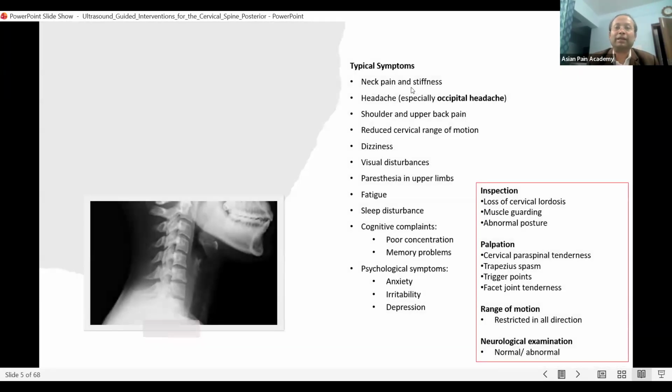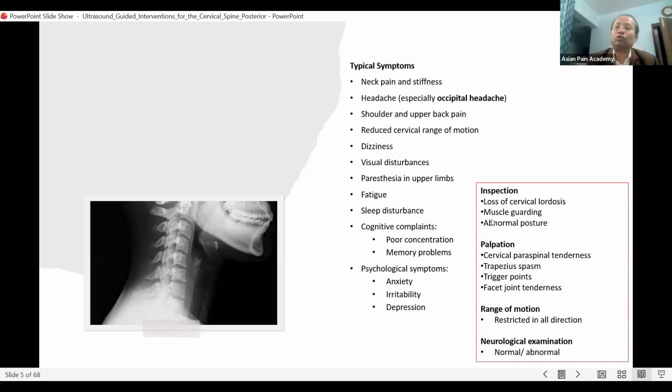So typical symptoms: neck pain, stiffness, headache, sometimes occipital headache, shoulder and upper back pain, reduced cervical range of motion, dizziness, visual disturbances, paresthesia in upper limbs, fatigue. These are some physical symptoms. But very surprisingly, a neck pain patient can present with more than simple neck pain. If it is a whiplash injury syndrome, they can present with some psychological symptoms also. They usually have sleep disturbance, cognitive complaints like poor concentration and memory problems, and psychological symptoms like anxiety, irritability, depression, all these things.